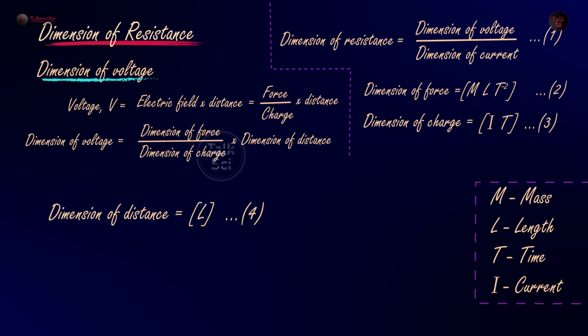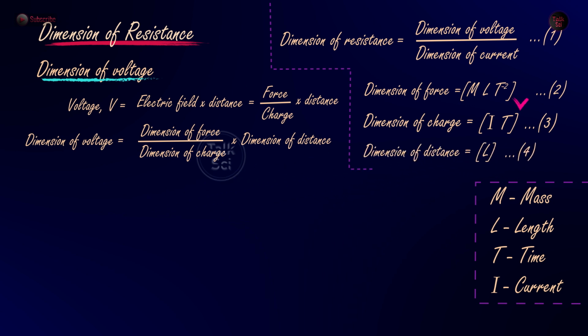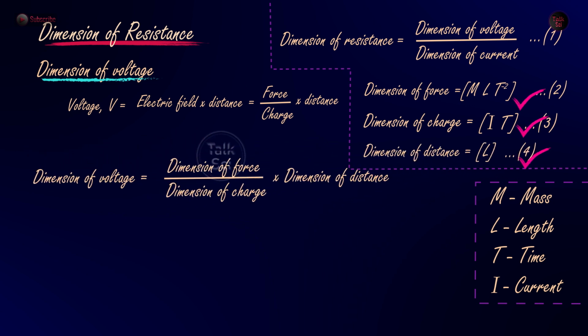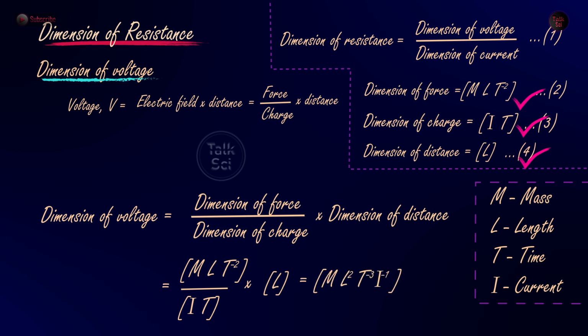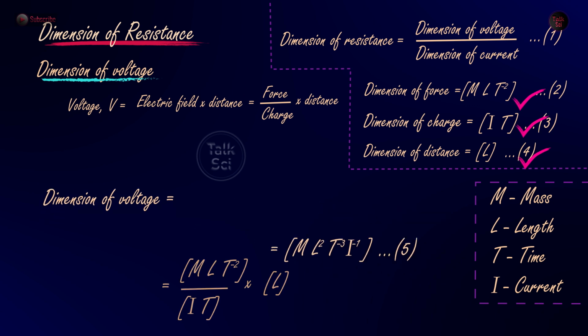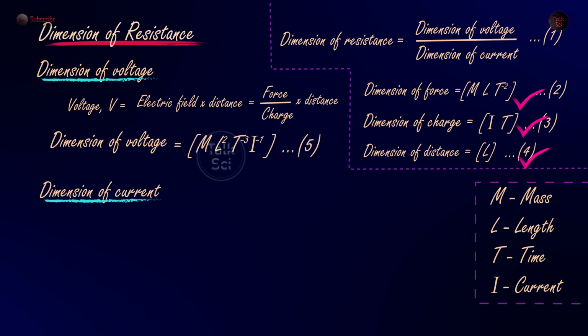That's equation number 4. From these equations, equation 2, 3 and 4, we get the dimension of voltage is equal to dimension of force, that is M L T raised to minus 2, divided by dimension of charge, that is I T, into dimension of distance L, which will give us M L square T raised to minus 3 I raised to minus 1. Let this be equation number 5. And finally, dimension of current is equal to I, equation 6.